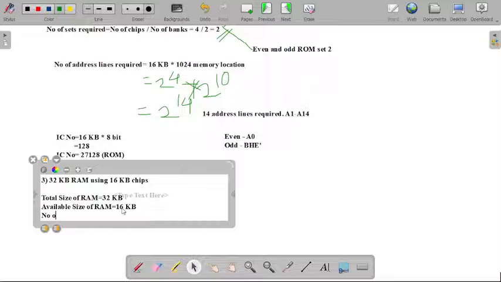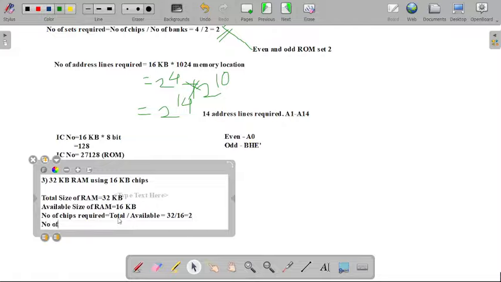Now I have to find out the number of chips required. The number of chips required is the total size divided by the available size. So the total size is 32 divided by 16 and we got the number 2. So here we require 2 chips.